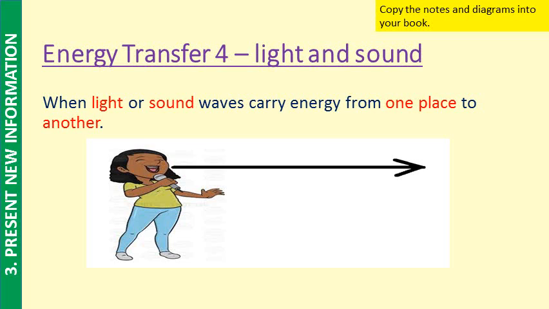The fourth and final way we say energy can be transferred is through light and sound. So the light and sound waves can carry energy from one place to another. And light and sound together is often referred to as transfer of energy by radiation.